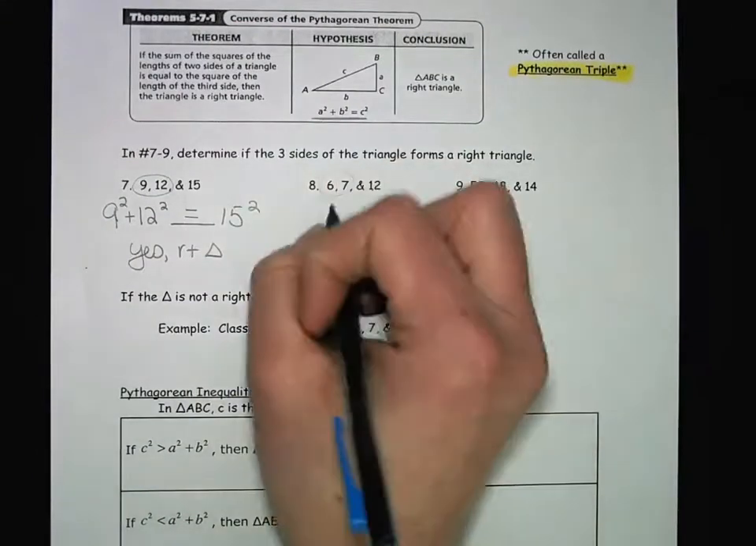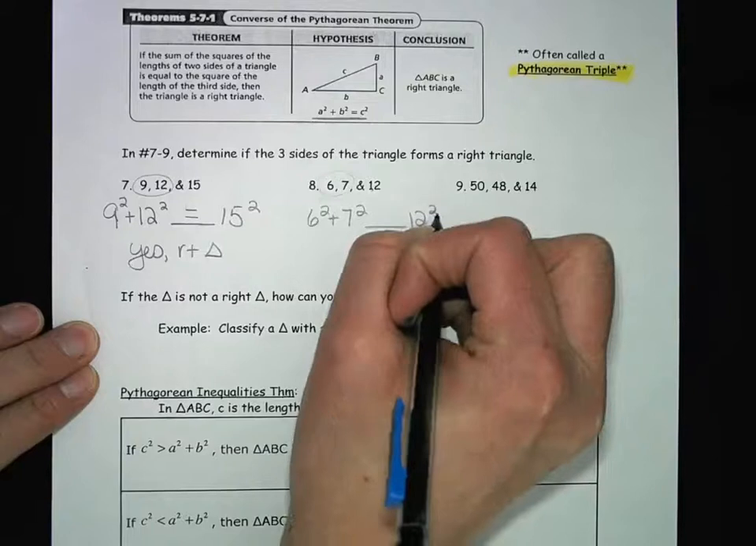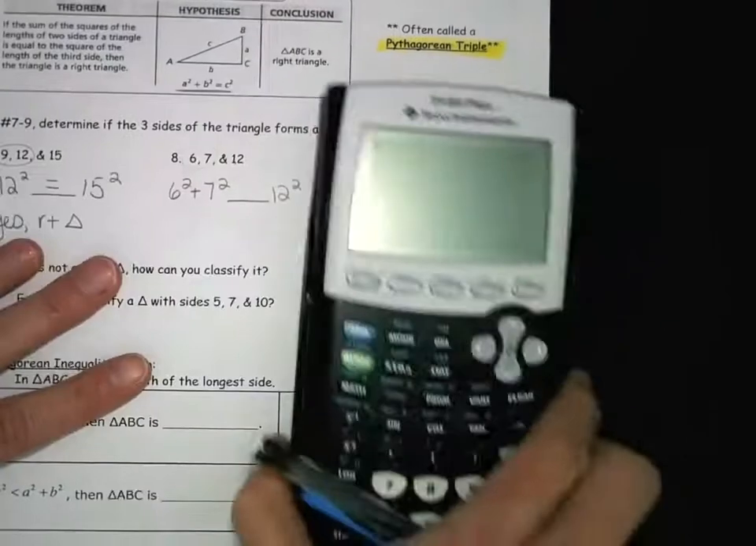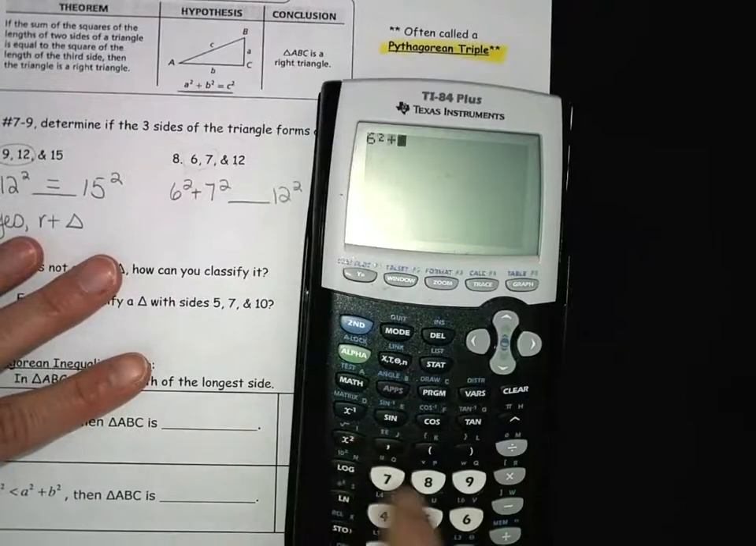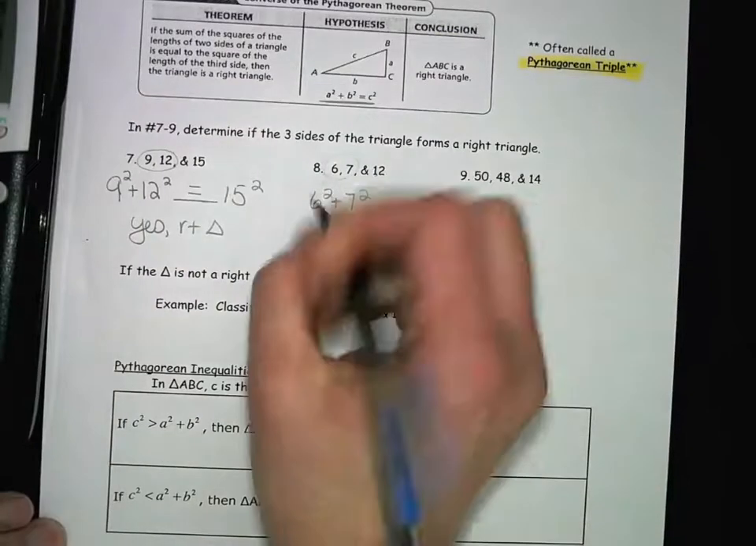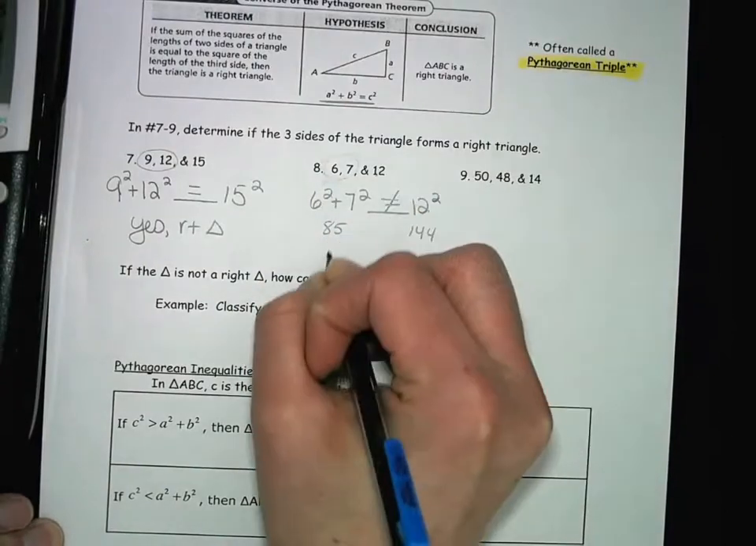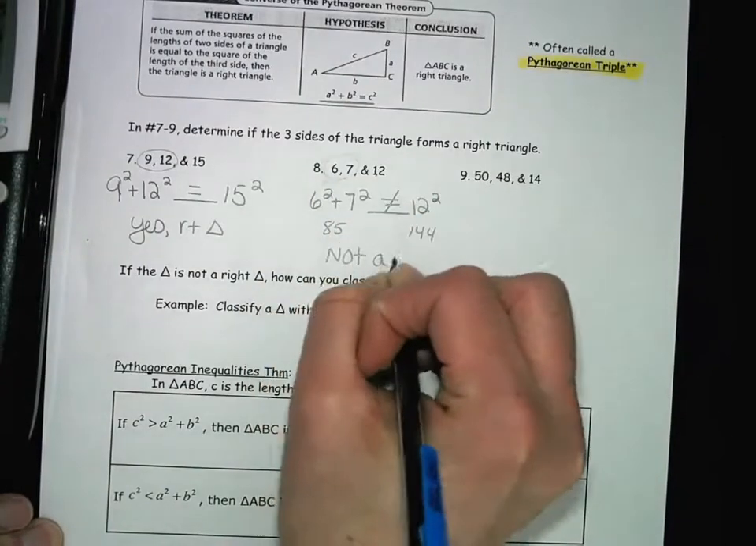So now what we're going to do is go 6 squared plus 7 squared and see how that compares to 12 squared. So again, I'm just taking my calculator. And how does that compare to 12 squared? And if you notice, they're not equal. See, this was 85 and this is 144. So because they're not equal, it's not a right triangle.